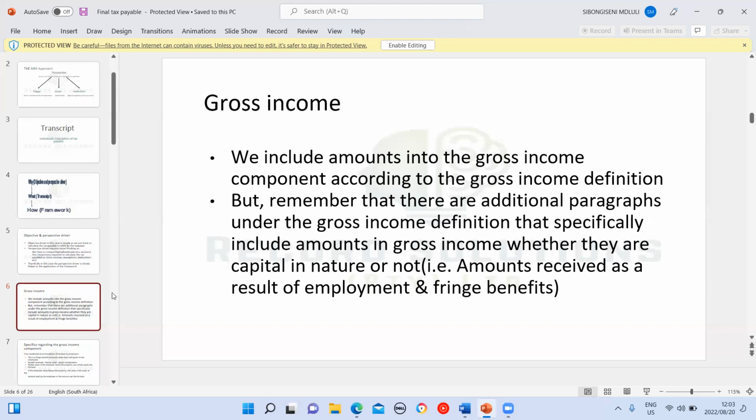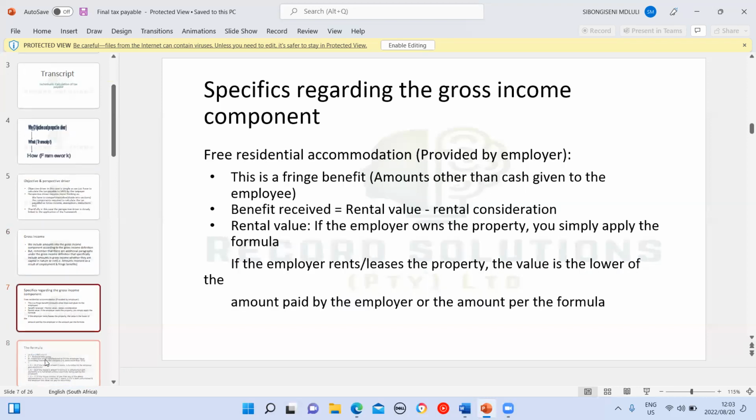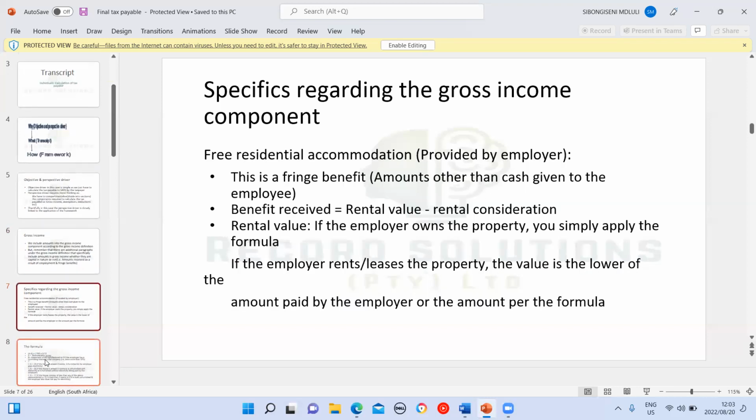So let's continue. I went ahead and got straight to the point. I want to look at the specifics regarding the gross income component that might be tricky, but if you understand it, it becomes much more simple.